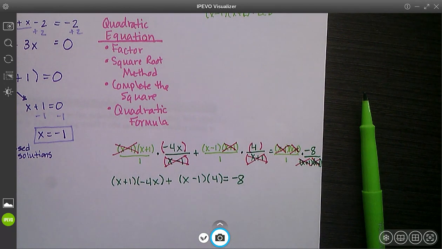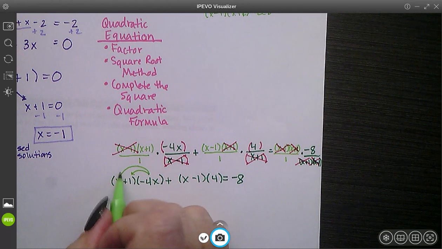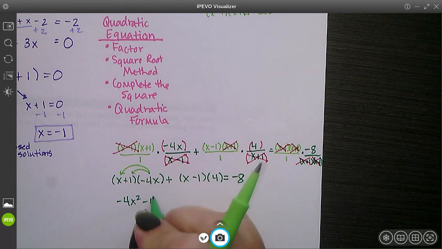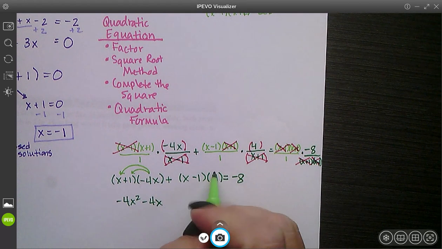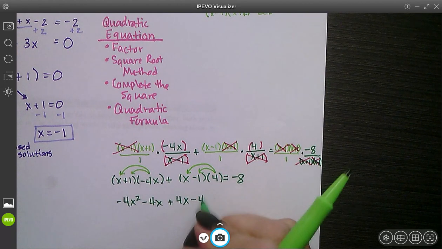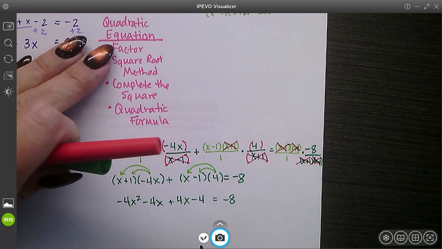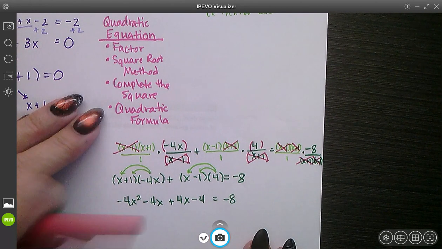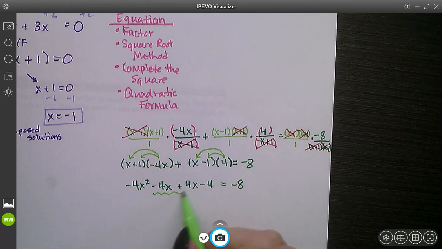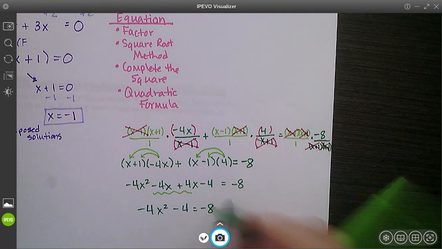Then I need to go ahead and solve this equation. So I will distribute negative 4x to both of those terms, which gives me negative 4x squared minus 4x. I will distribute 4 to both of those terms, which gives me plus 4x minus 4. And then on this side I have negative 8. This is another quadratic equation, so here are my methods to solve. Let's see. If I combine these two like terms, I get negative 4x squared minus 4 equals negative 8.